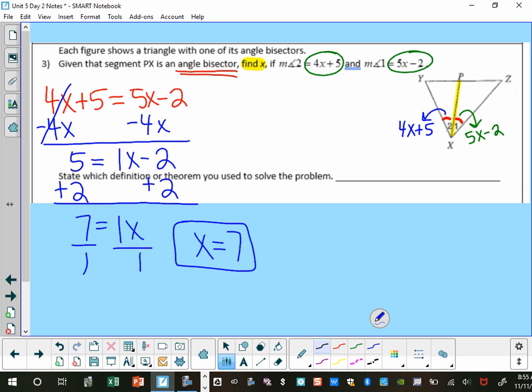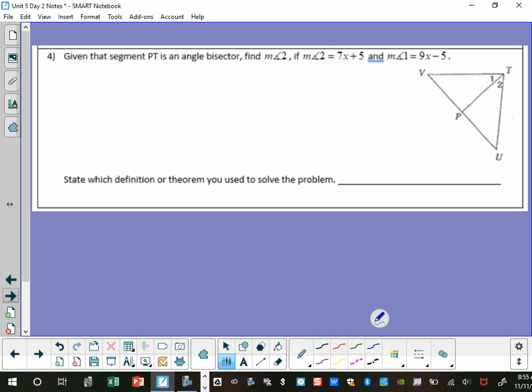We can stop there because my direction said find x. It didn't say to find the number of the angle. We just had to find x. Any questions on number 3? All right, let's look at number 4.